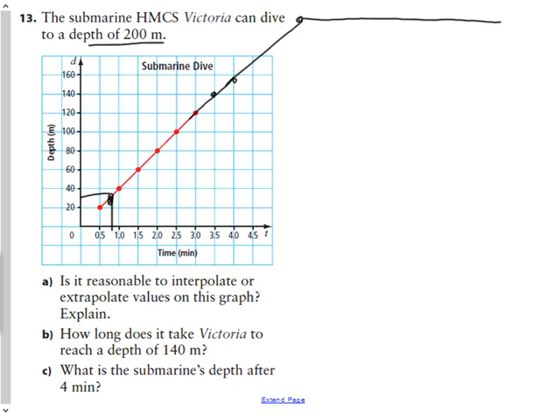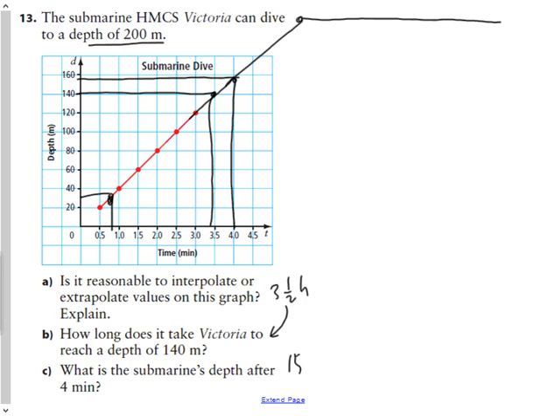And B says, how long does it take Victoria to reach a depth of 140 meters? If I extrapolate that and come down here, the answer is it would take 3.5 hours to reach a depth of 140 meters. And what is the submarine's depth after 4 minutes? Extrapolate that one as well. And after 4 minutes, it's roughly 150-ish meters below, or negative 150 meters.